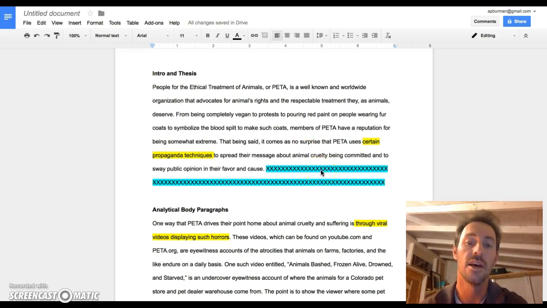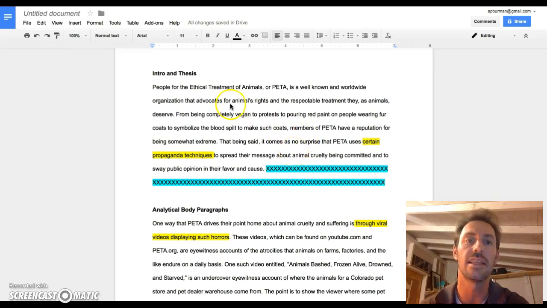So in this case, the person could go a number of angles. They could say that it's unethical that PETA uses such a technique. They could say that it's absolutely necessary because other companies do the same thing and we have to fight fire with fire. In other words, the student has to draw a conclusion about the very techniques that are being used.